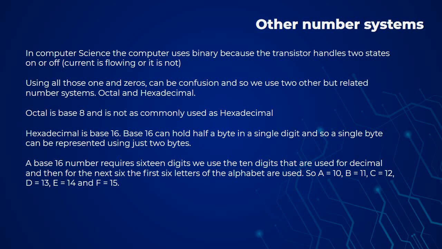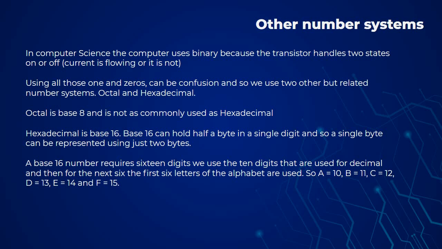So, computers work in binary. We work in decimal. But when you just work in binary numbers, there's lots of ones and zeros, and it becomes very cumbersome for us humans to deal with. So we tend to use two different number systems. There's octal, which is base 8, and that obviously uses the digits from 0 to 7. And then when you get to 8, you write it down as 1, 0.